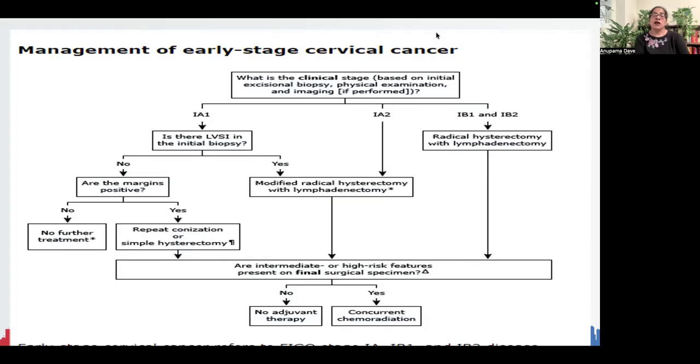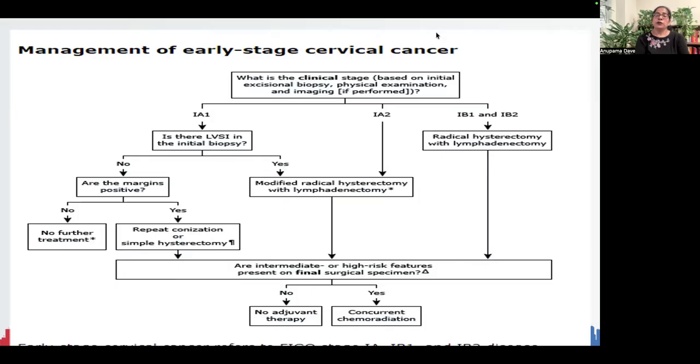However, if there is lymphovascular space invasion, she may require modified radical hysterectomy with lymphadenectomy. And then, depending on intermediate or high risk factors, she may require either adjuvant therapy or concurrent chemoradiation. Now, if after hysterectomy the margins are positive, then repeat conization or do a simple hysterectomy. Again, identify risk factors and give chemoradiation or adjuvant therapy.